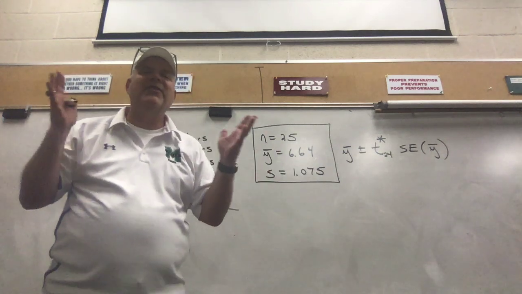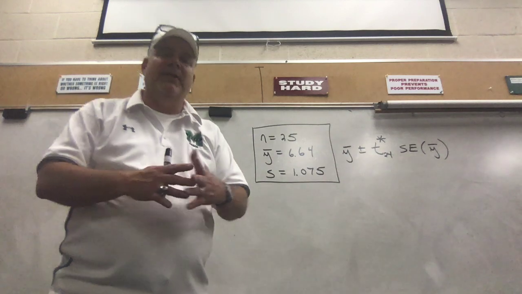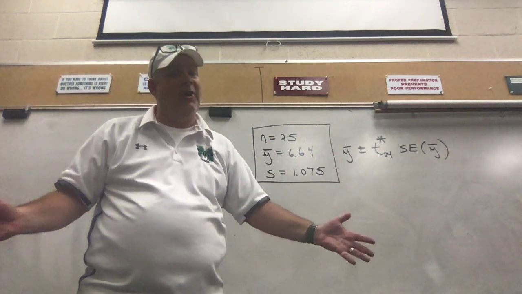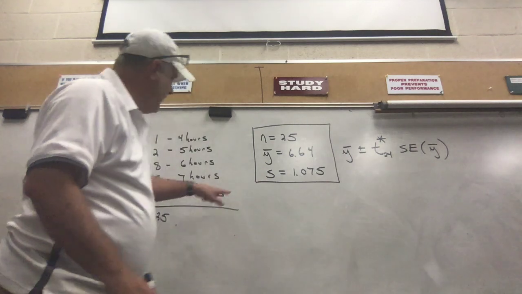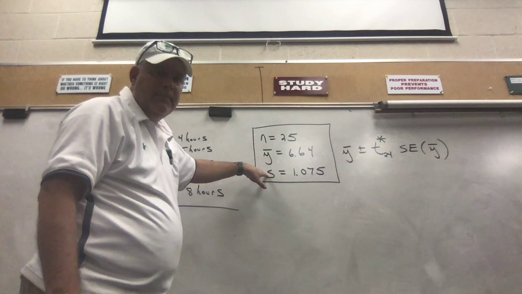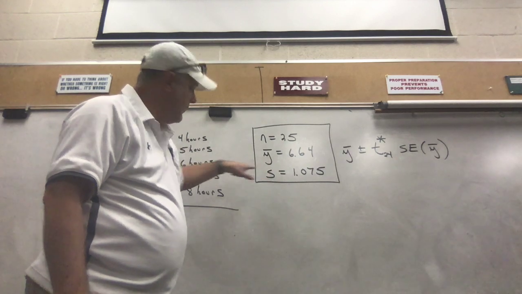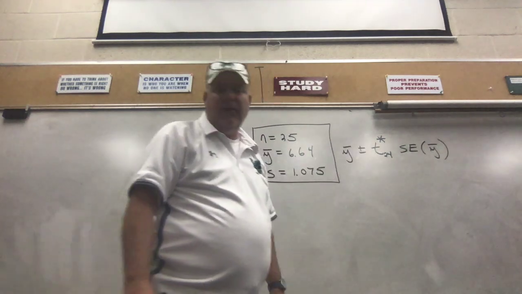Because it's from our sample. Standard deviation is what we know about the entire population, which we're hardly ever going to know. This S is the standard deviation from my sample. That's the data from right here. Now we're wanting to calculate the standard error.